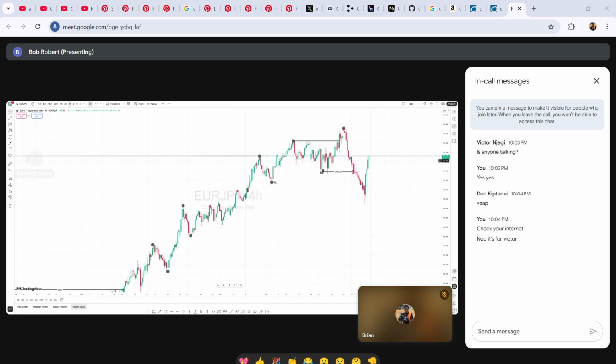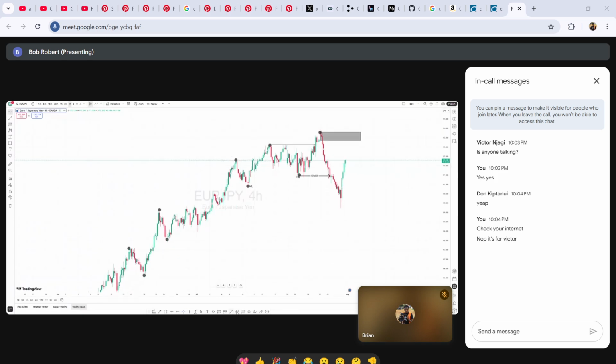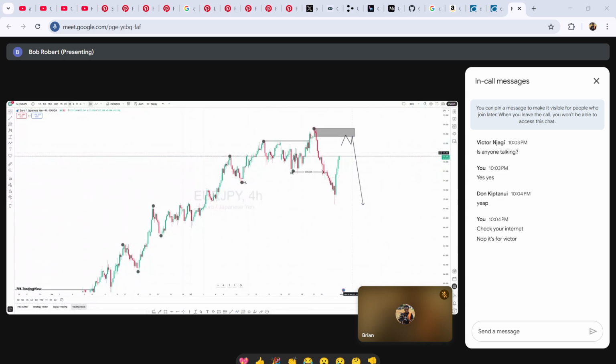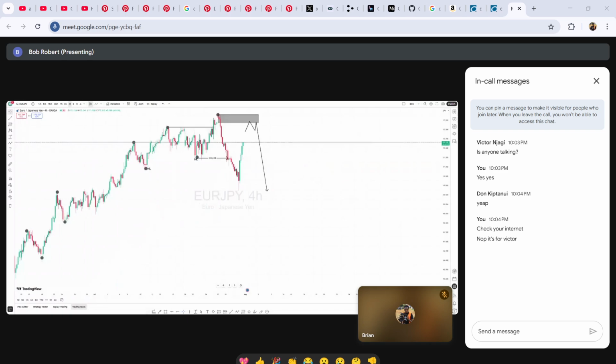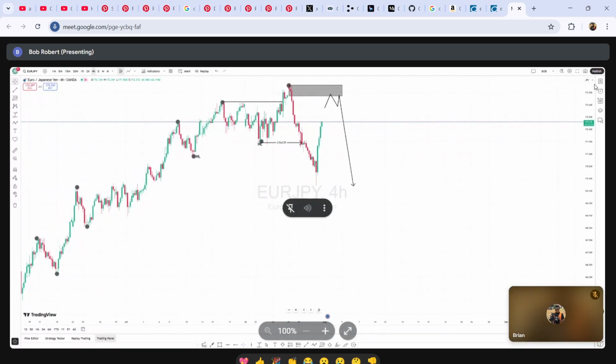So this is a correction. It's coming to get a demand zone, not demand, a supply zone, most likely at this level here. Then we continue going to the down. We continue moving to the down like this. Like that. So that's what to expect. You can take that trade if you feel like. Now moving on.